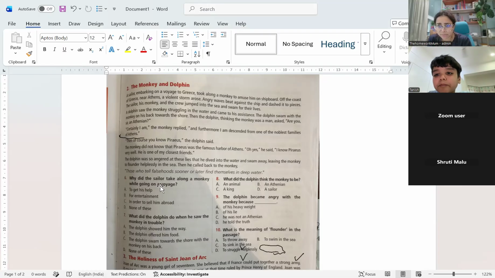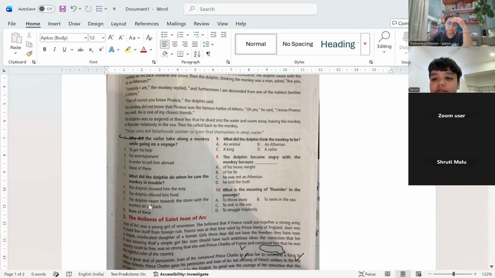Tanish, read. What did the dolphin do when he saw the monkey in trouble? A. The dolphin showed him the way. B. The dolphin offered him food. C. The dolphin swam back towards the shore with the monkey on his back.